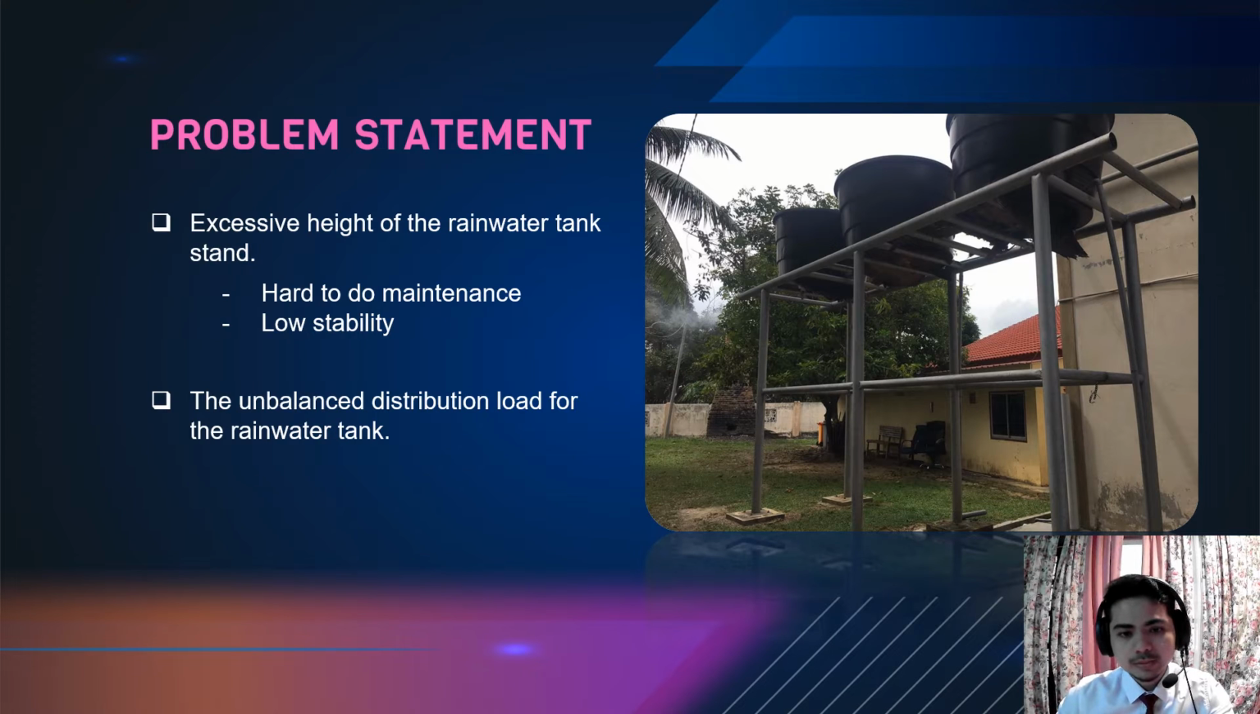Next, the problem statement. This statement is significant in determining which parameter in this project should be improved. First, the excessive height of the rainwater tank stand. Hence, the excessive height can cause difficulty in maintenance and also low stability. Next, the current design also has unbalanced load distribution for the rainwater tank.